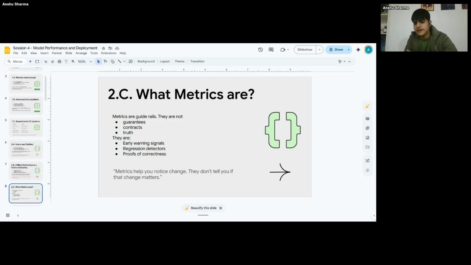They're not perfect figures. So a loss of zero does not mean you don't have to work on your model, right? It means that the model will fail in some other dimension and you need to figure that out, right? So metrics are used as early warning signs, right? And they're proofs of correctness that the model is working, because a higher loss means that the model is completely incorrect, right? So lower loss will tell us that the model is correct, but it does not tell us whether the model is reliable, right? Metrics help you notice change. They don't tell you if the change actually matters.